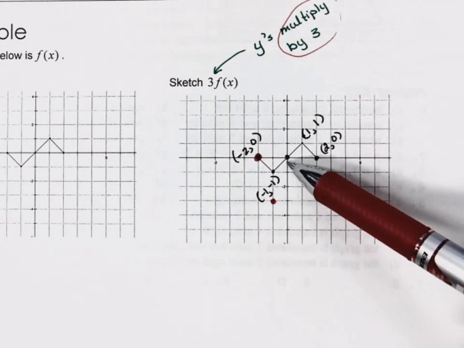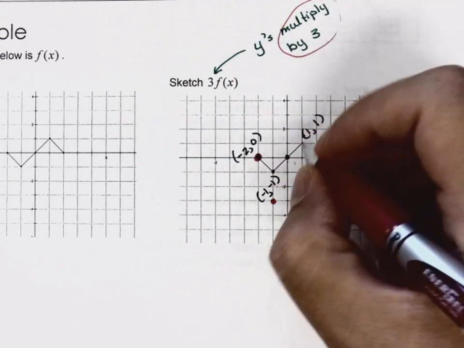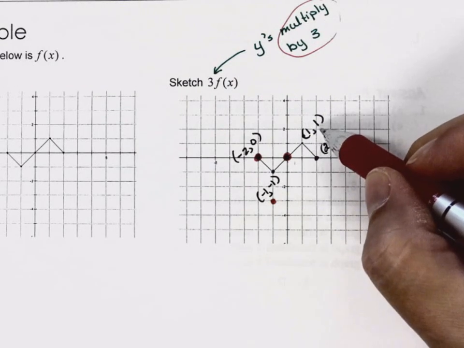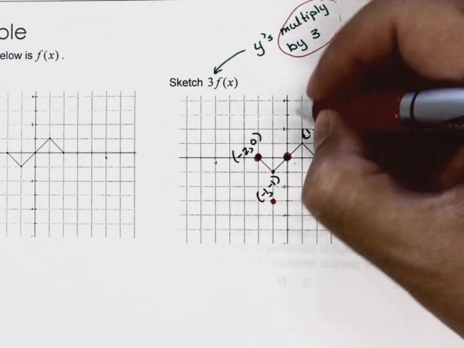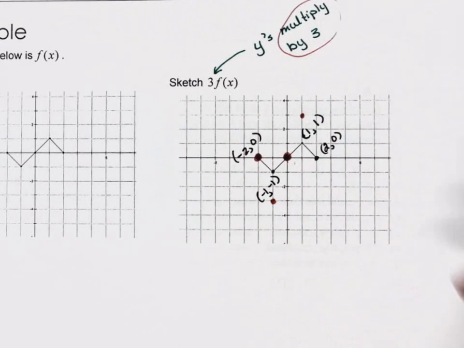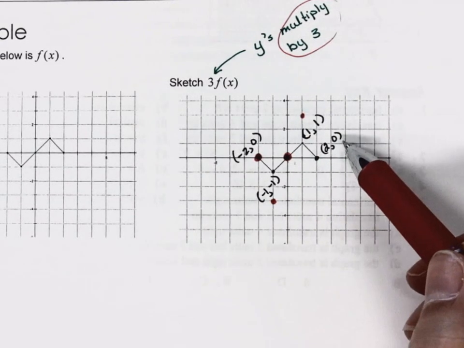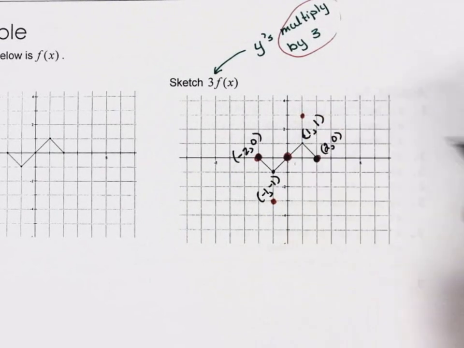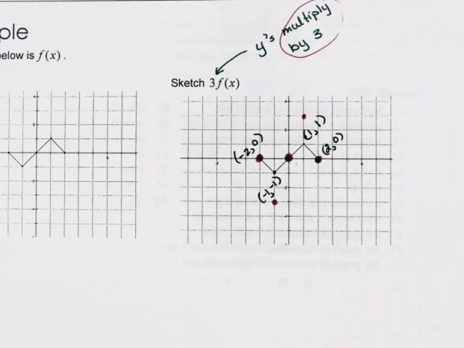Now we're moving on to (0, 0). Does it change? No. What happens to this one? (1, 3). And then (2, 0), what happens to that one? Invariant point. It's an invariant point. And so I'm going to get my handy dandy ruler because these are all straight lines.